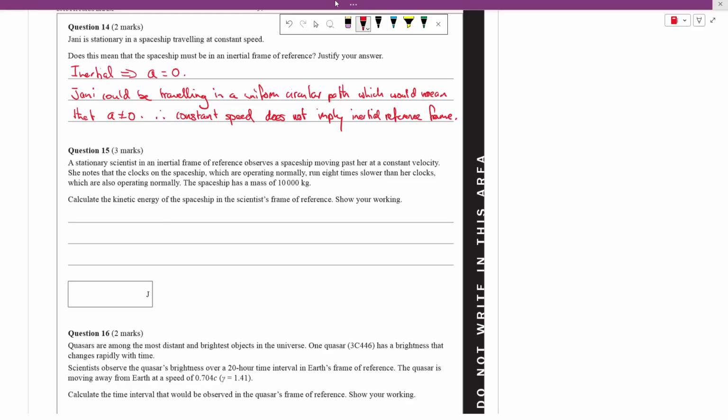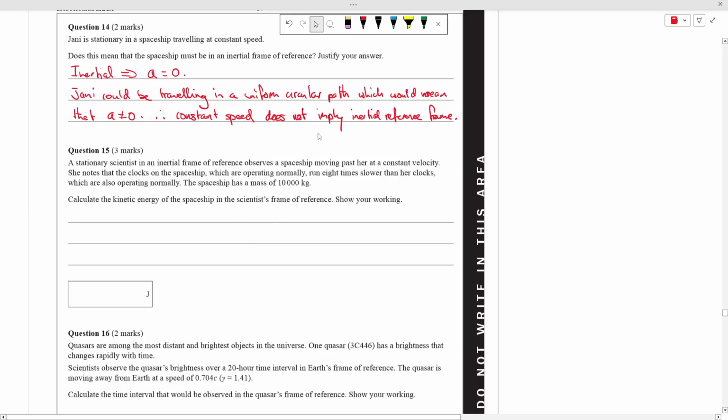Okay, there's probably a much better way to word that, but you're basically trying to get the idea across that constant speed doesn't mean constant velocity. Constant velocity means acceleration is 0. Constant speed just means it's a constant speed. So acceleration could still be non-zero, especially if you're traveling in a circle.